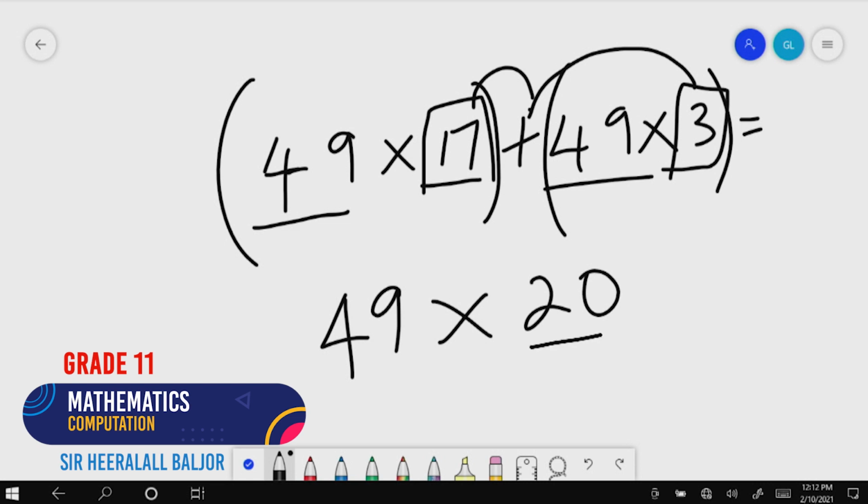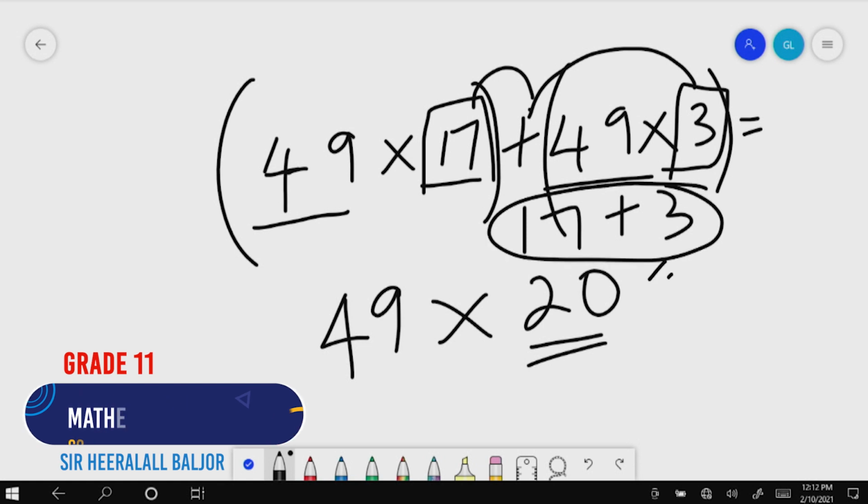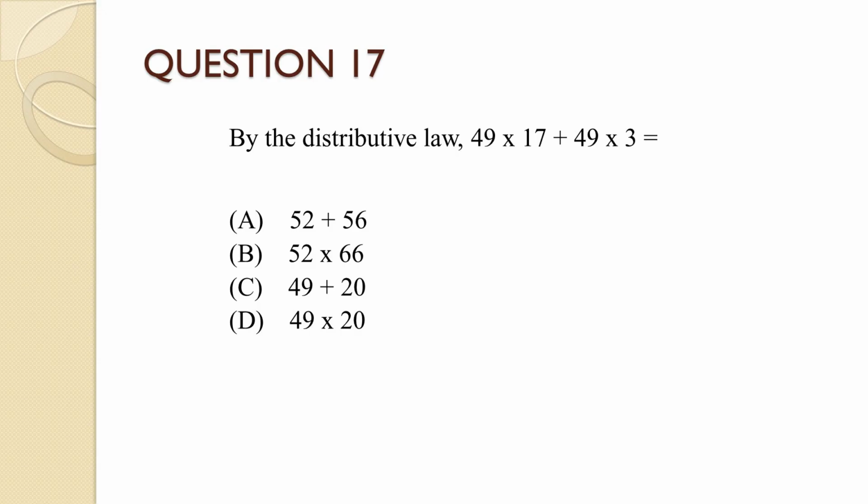How do we get 20? This 20 is found by the 17 plus 3, the two remaining values. So our solution for this question would have been D, 49 times 20.